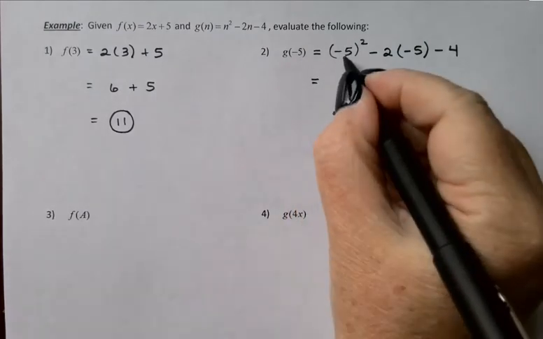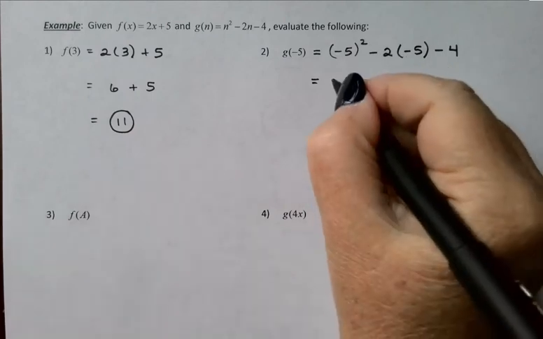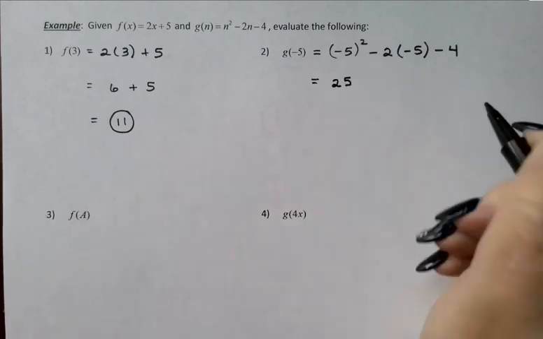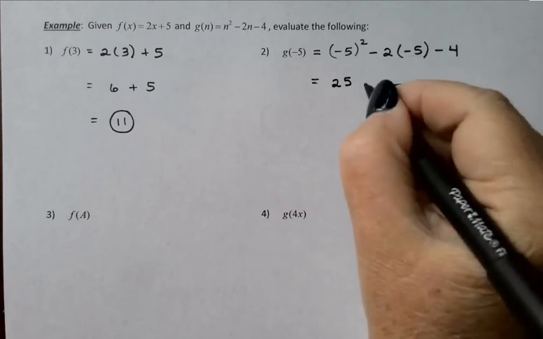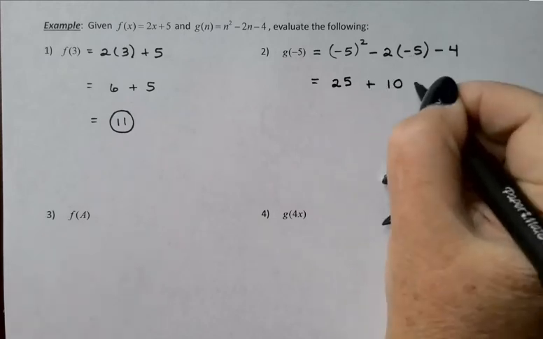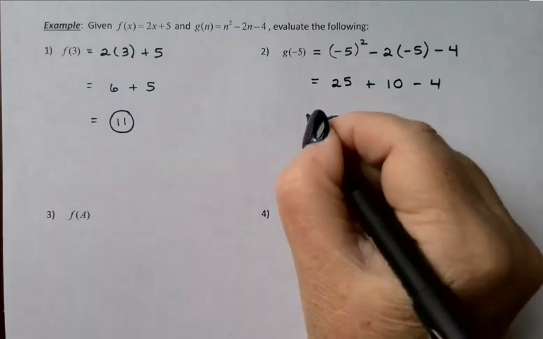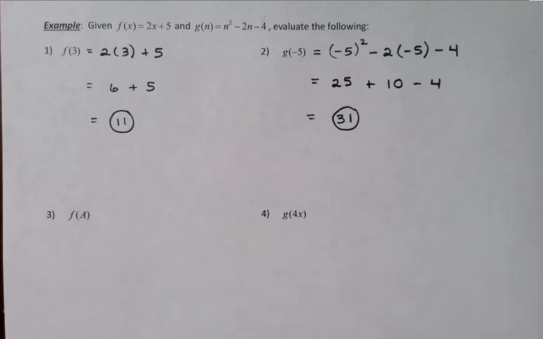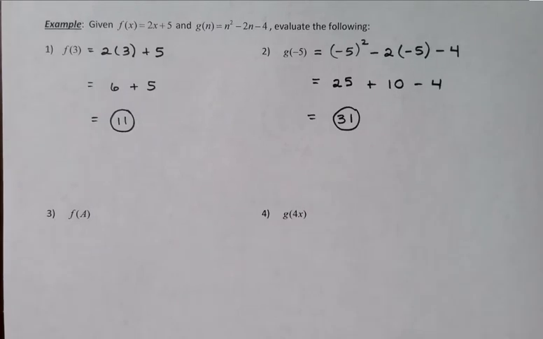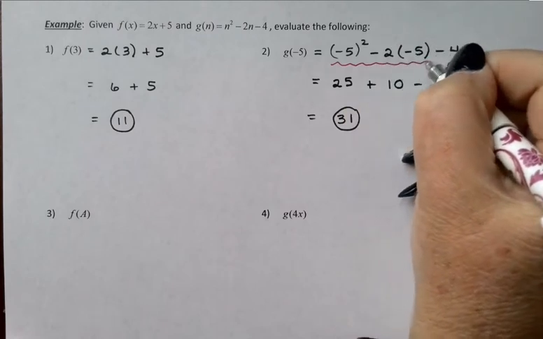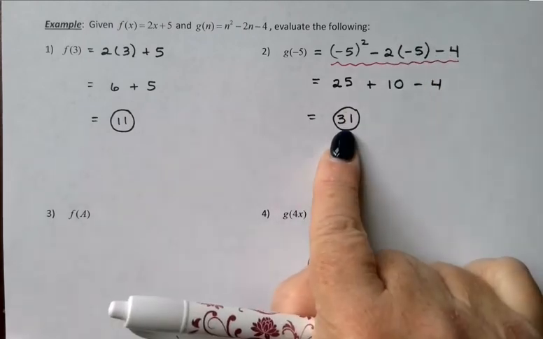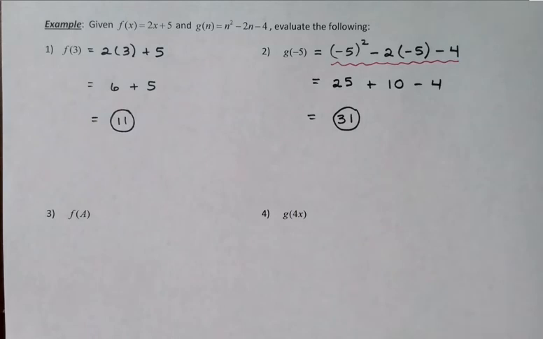Just following my order of operations, squaring negative 5 times negative 5 is 25. And then doing the multiplication next, I'll end up with a plus 10, and then a minus 4, which gives me 31. By the way, your calculator is perfectly able to do order of operations if you've got like a TI-84, a TI-Inspire, any of the fancy calculators. If you type your expression in exactly the way it looks, just like this, your calculator should give you the correct answer of 31. In fact, you might even want to pause and try that if you haven't already.